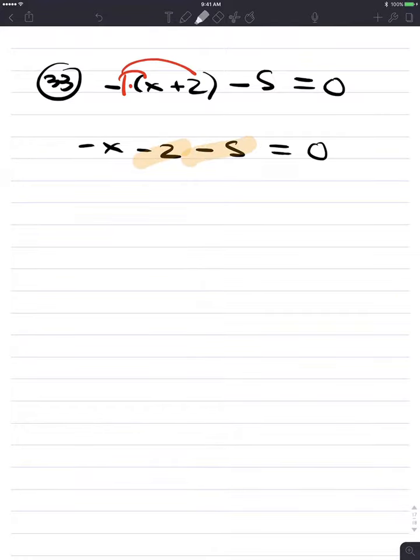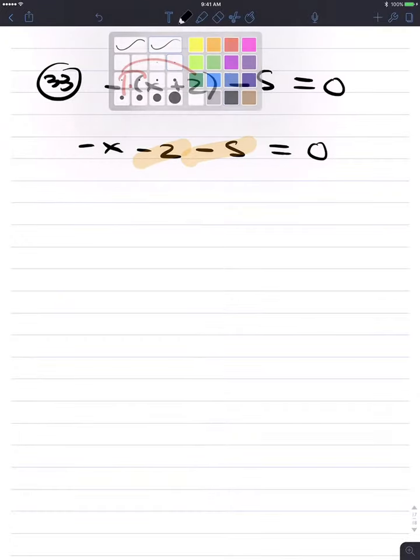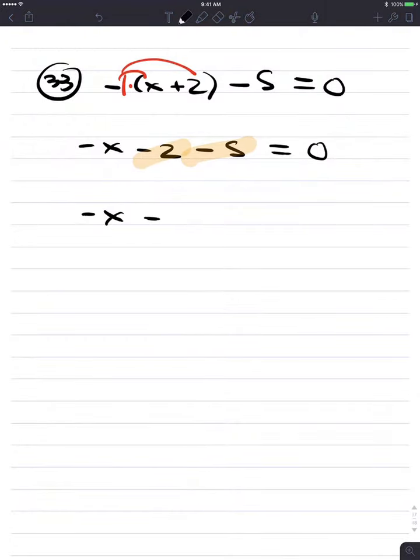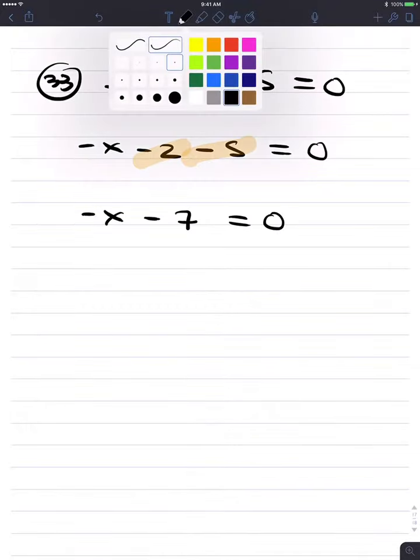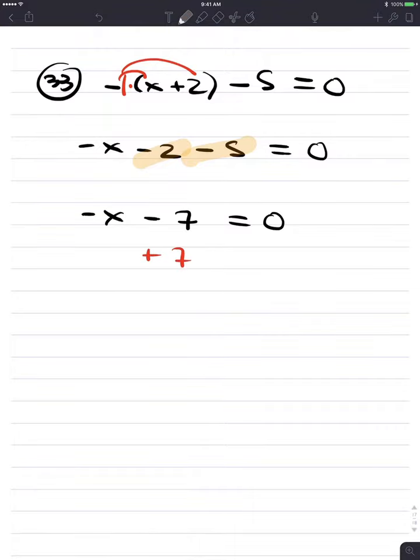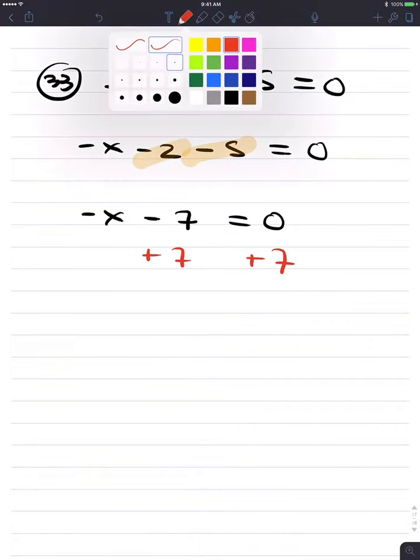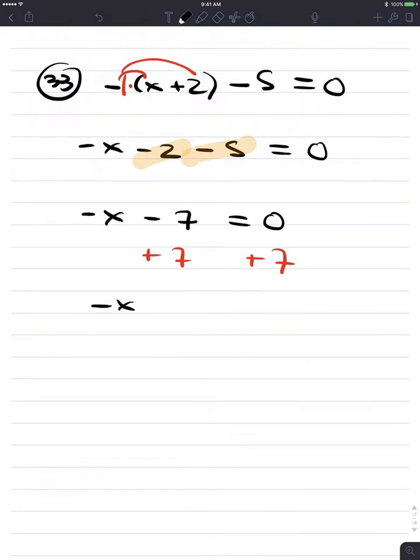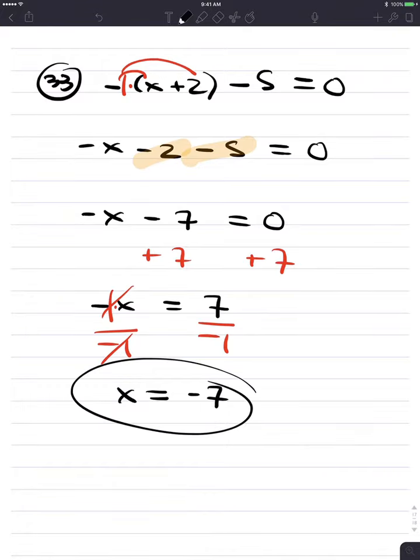Negative 2 minus 5 gives me negative 7. I can now add 7 to both sides. And I'm going to end up with negative x is 7. Now, negative x is really negative 1 times x. So we can divide both sides by negative 1. We're going to end up with x equals a positive divided by a negative, which is negative 7.